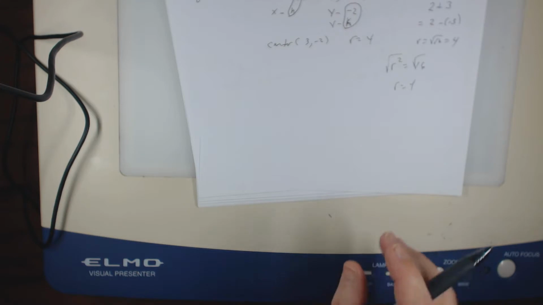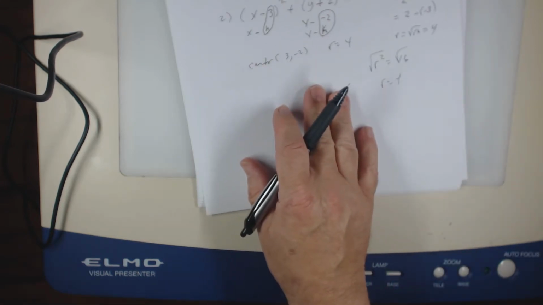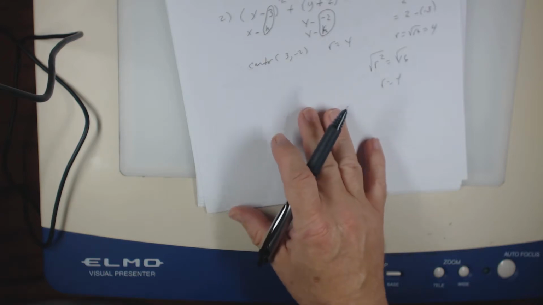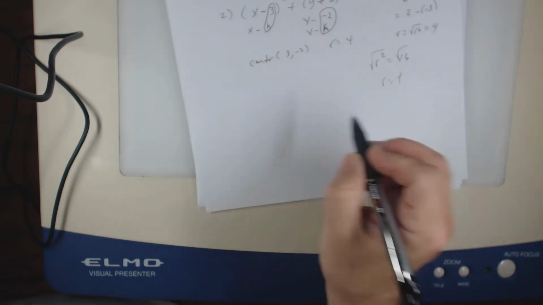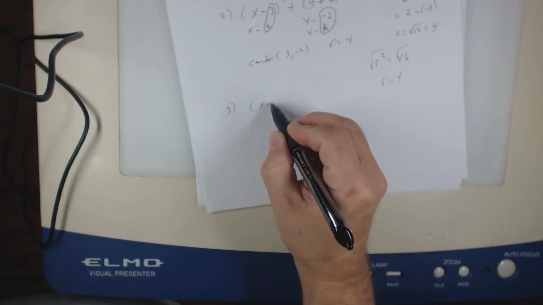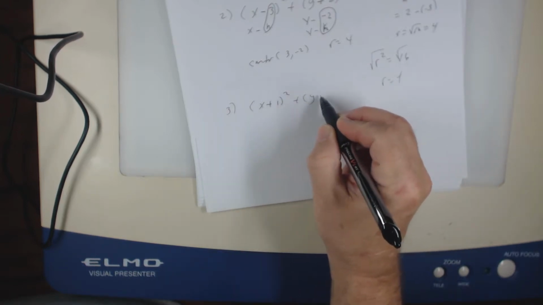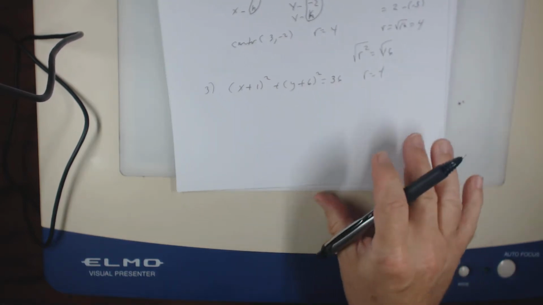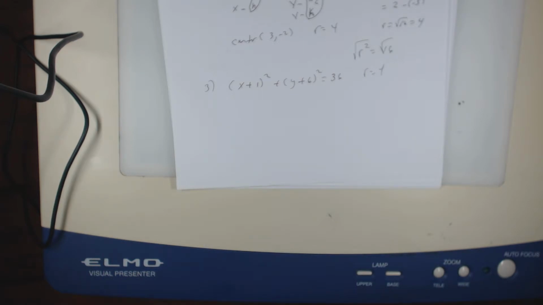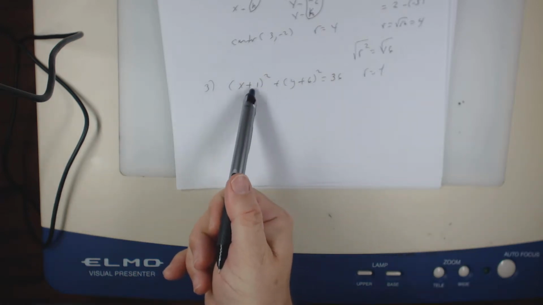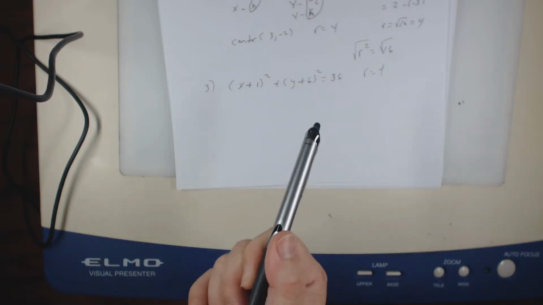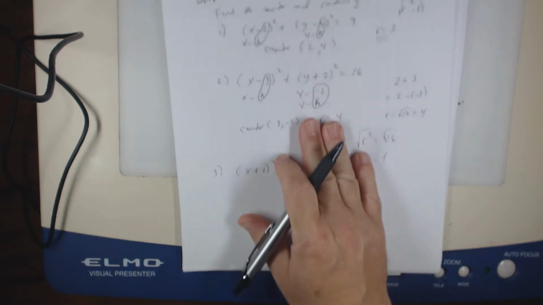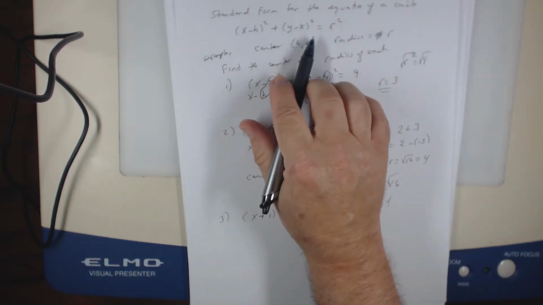Okay. Now, what if you had this? I'm not going to graph anymore because I think you can graph these. So I'm just going to find the center and the radius. So number 3, suppose you had x plus 1 squared plus y plus 6 squared equals 36. What do you think the center is? Negative 1, negative 6. Not 1, 6. A lot of students miss that because they see a positive 1 and a positive 6. But the equation of a circle isn't x plus or y plus, it's what? X minus, y minus. That's the equation of a circle.